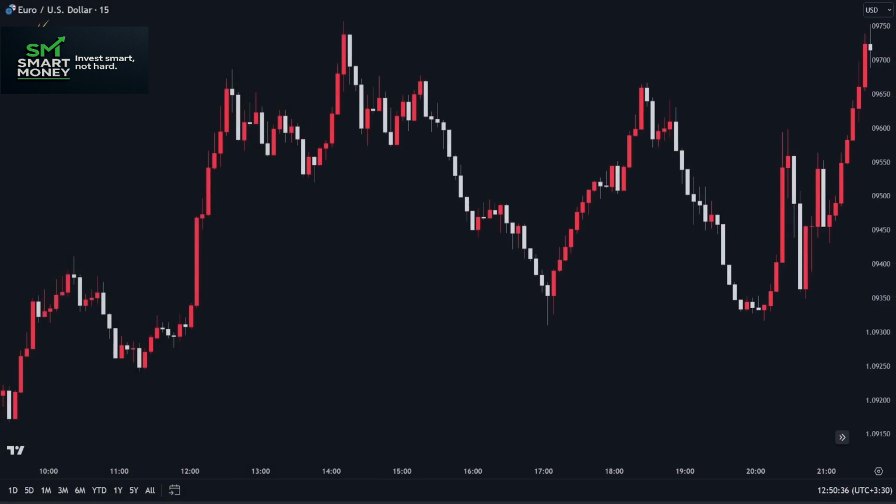So here we have a Euro-Dollar 15-minute time frame chart on the screen. As you can see, the market's overall direction is in an uptrend. Upon analyzing the chart, we notice that the price has established a bullish break of structure by breaking and closing above this major high. With the emergence of the break of structure, our focus should now shift to identifying order blocks associated with the BOS.